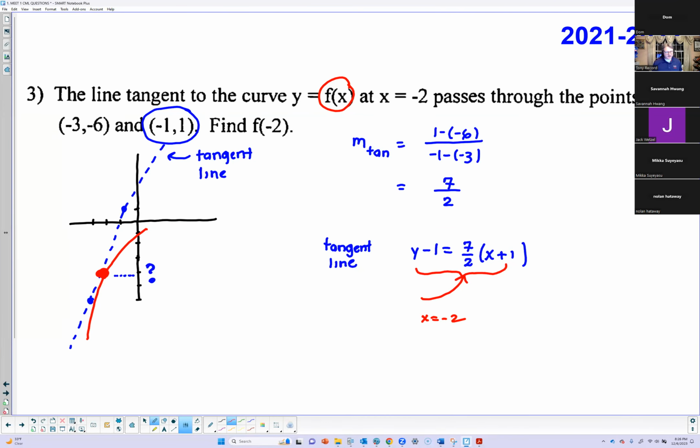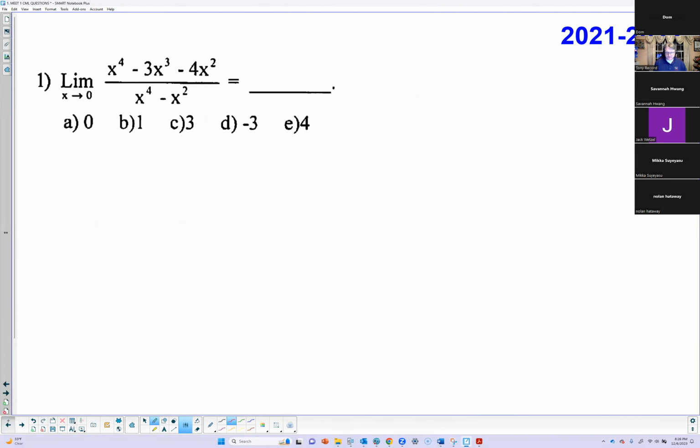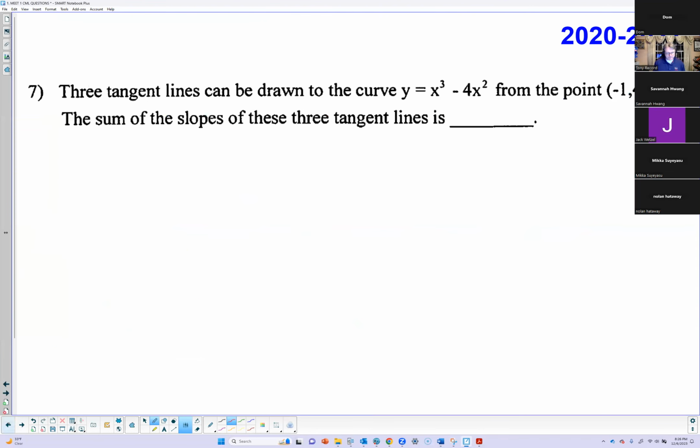Okay, it looks like 2020, number 7. Three tangent lines walk into a bar. No, that's a different problem. Okay. Three tangent lines can be drawn to the curve y equals x cubed minus 4x squared from the point (-1, 4). Find the sum of the slopes.